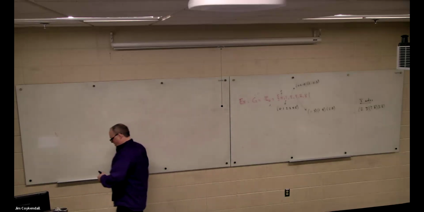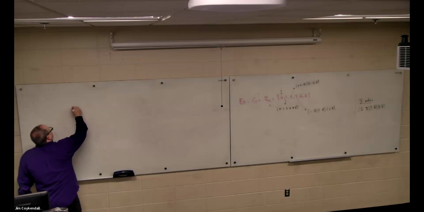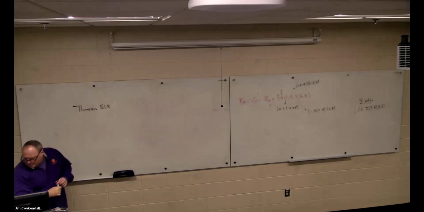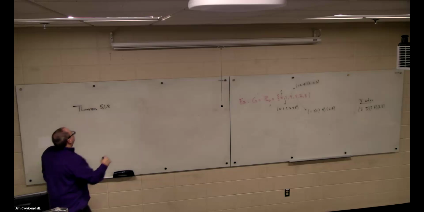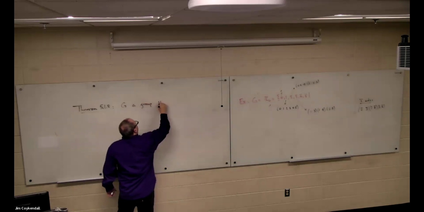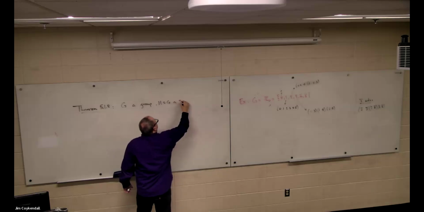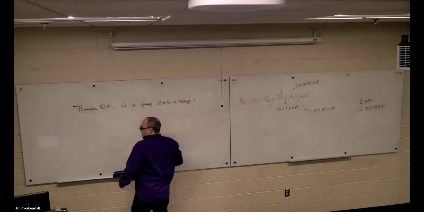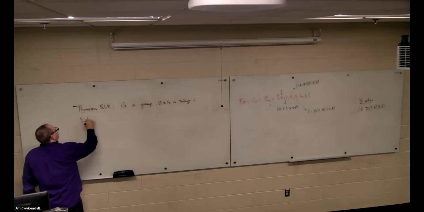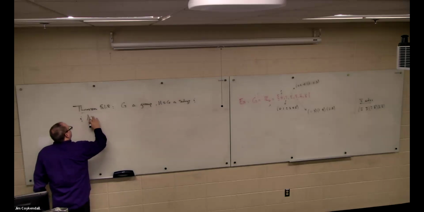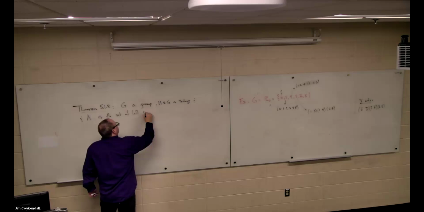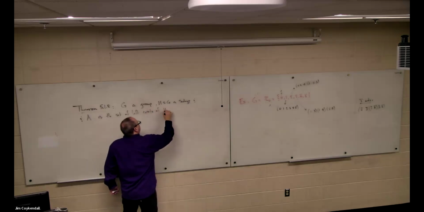Here we have theorem 5.1.8. Let G be a group, H a subgroup, and A is the set of left cosets of H in G.